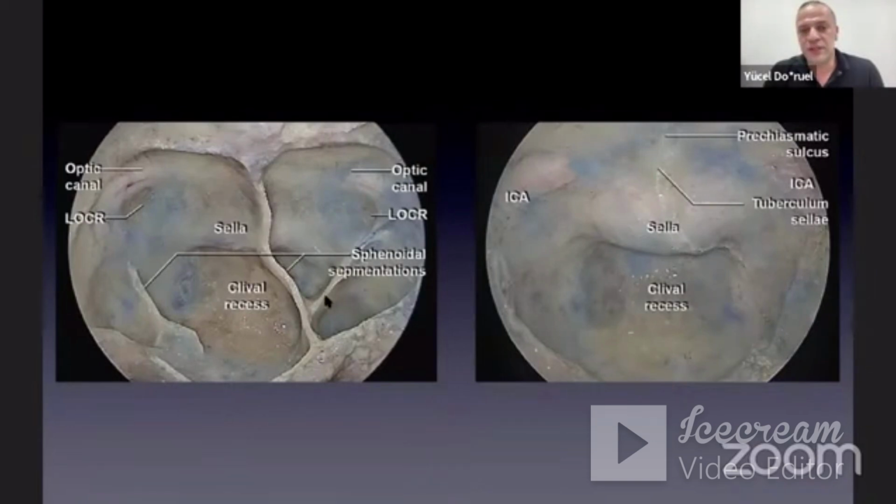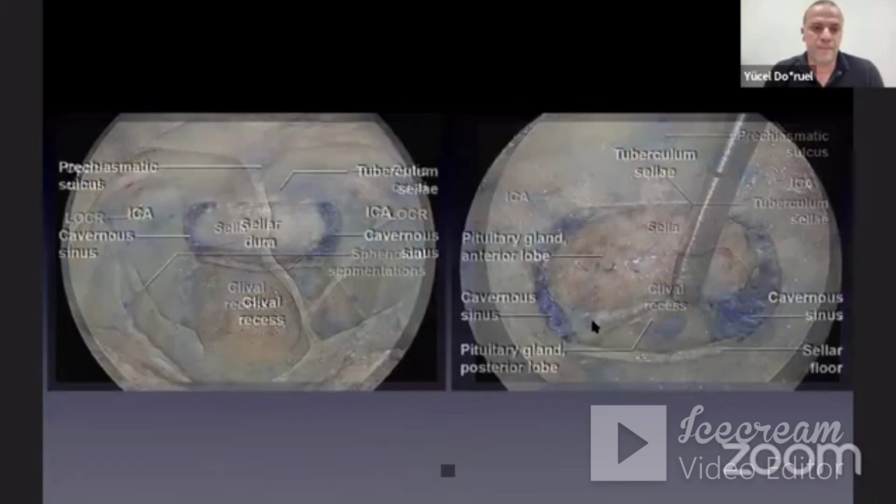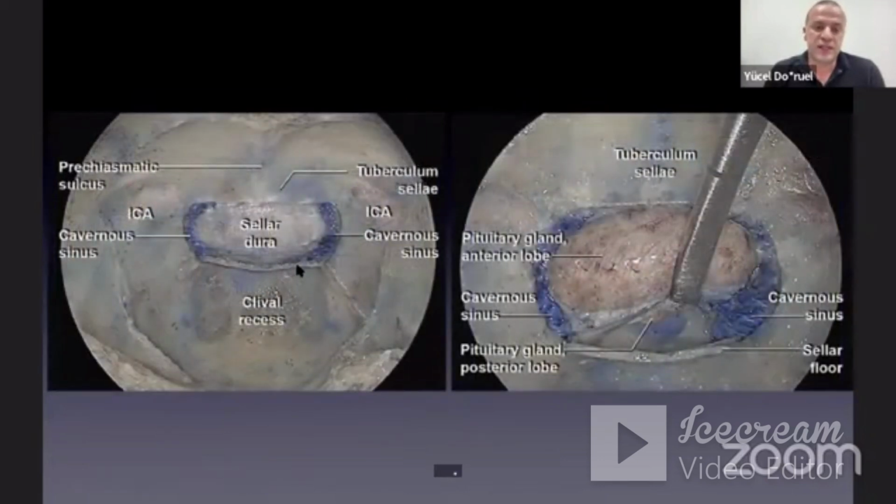After we remove the bony laminas, here we can see the sella, and the internal carotid arteries are lateral, and this is the clival recess of the clivus. In the next step of the transsphenoidal pituitary surgery, we remove the bone of the sella, and there is sellar dura. And here we can see laterally the venous plexus of the cavernous sinus. The chiasmatic sulcus of the optic chiasm is located just superiorly.